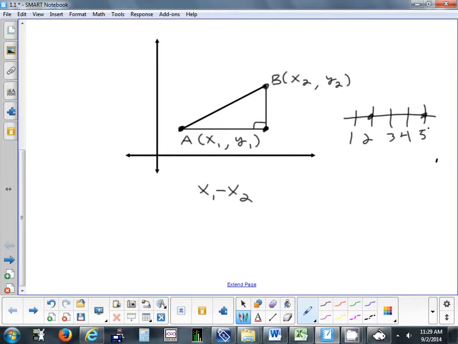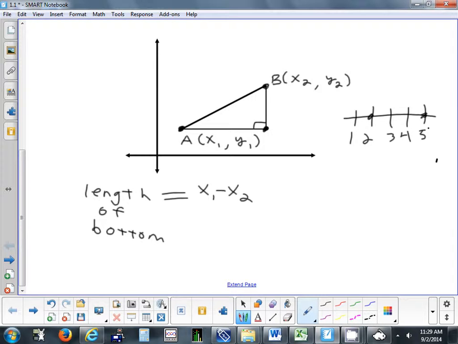So the length of this bottom side, let's write it down, is x1 minus x2. Or maybe in this case, x2 minus x1. But we'll see in a second, it's not going to matter. You might be thinking, well, wait a minute, what if you get a negative? It's not going to matter, because you'll see why in a second. So that's the length of the bottom.